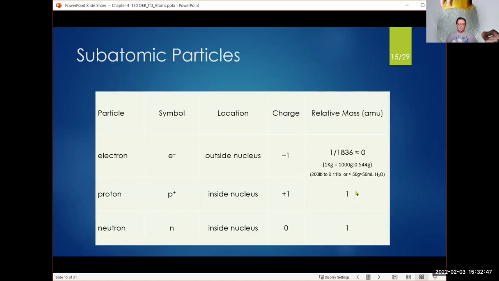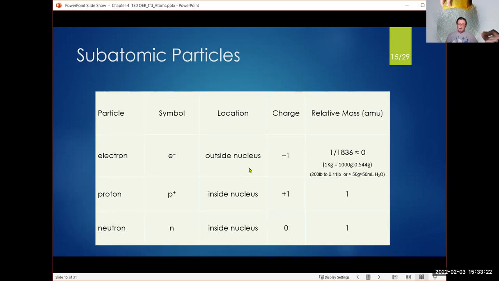All right, so we have the subatomic particles: the electron, the proton, and the neutron in the first column. Each has a symbol. Lowercase e with a superscript minus represents a negative charge; that is the symbol for the electron. P with a superscript plus is the proton, because the proton has a positive charge. And lowercase n is the neutron.